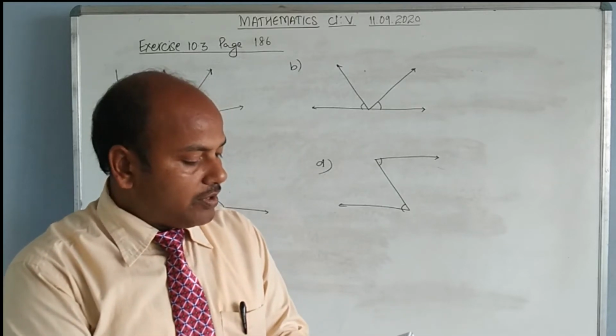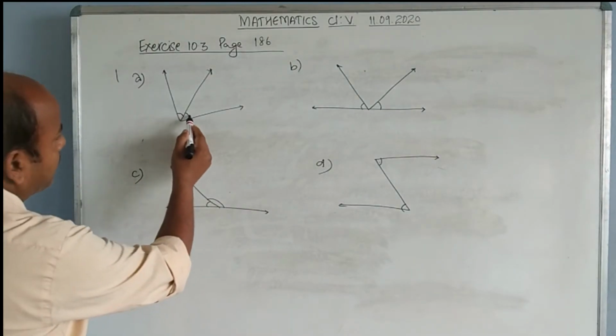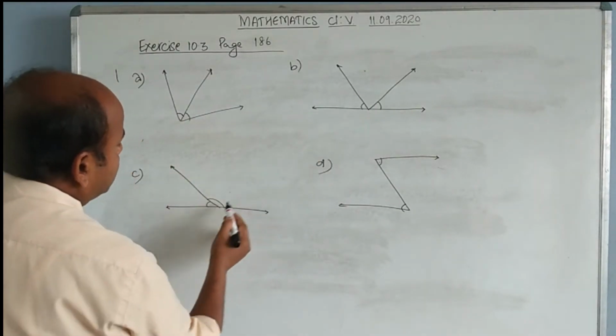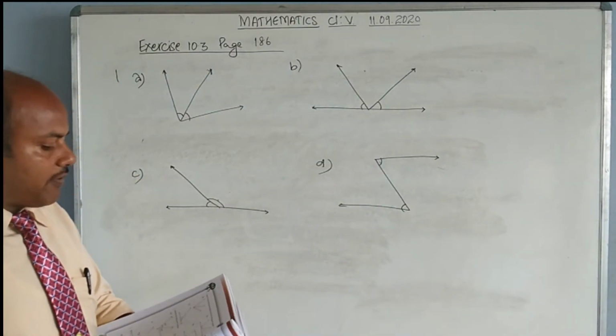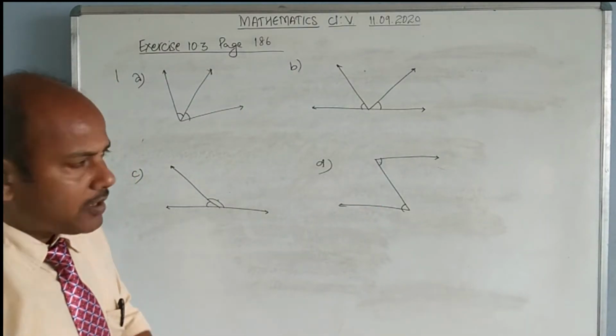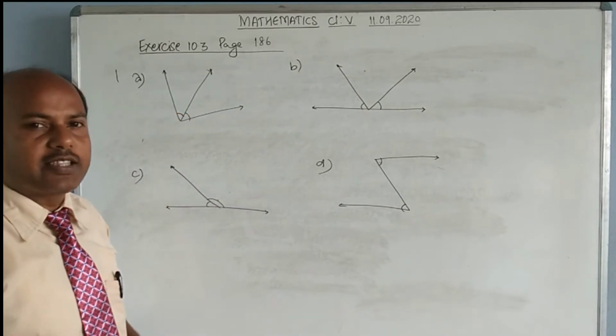Question number 1. Which of the highlighted angles form a pair of adjacent angles? Highlighted angles means these angles. So in this picture, which of the highlighted angles form a pair of adjacent angles?